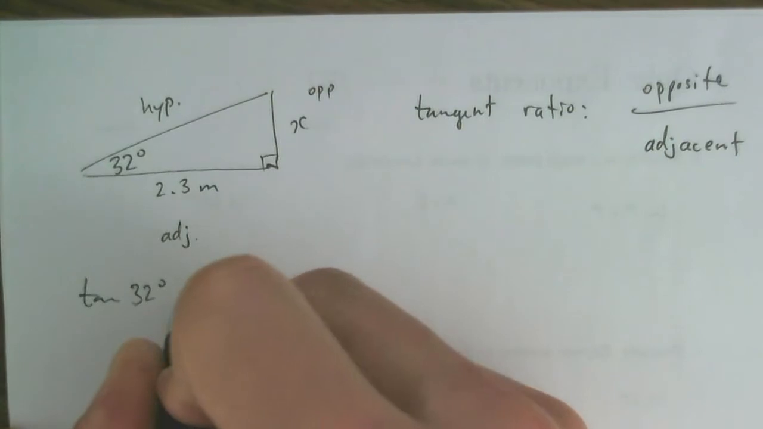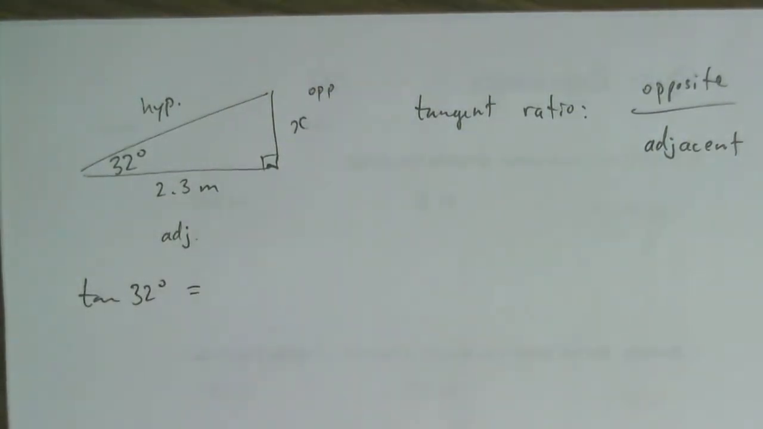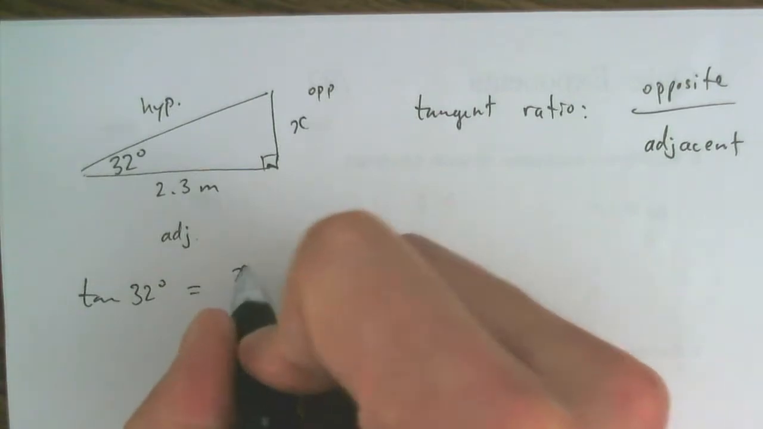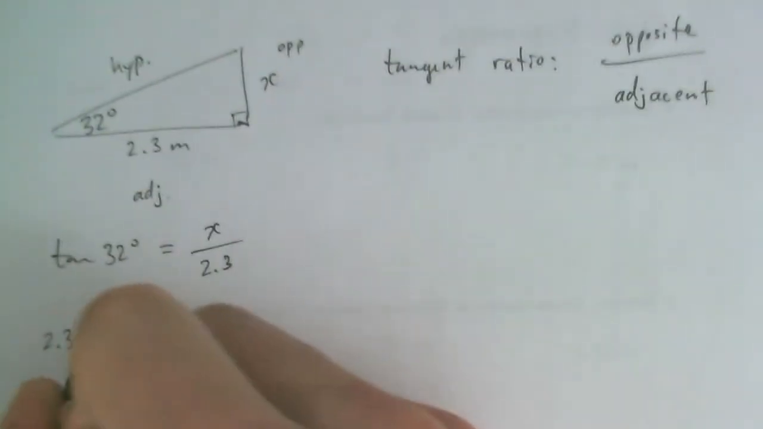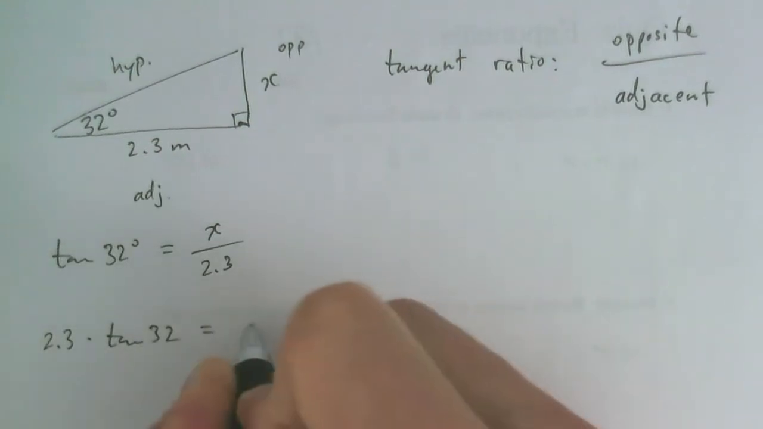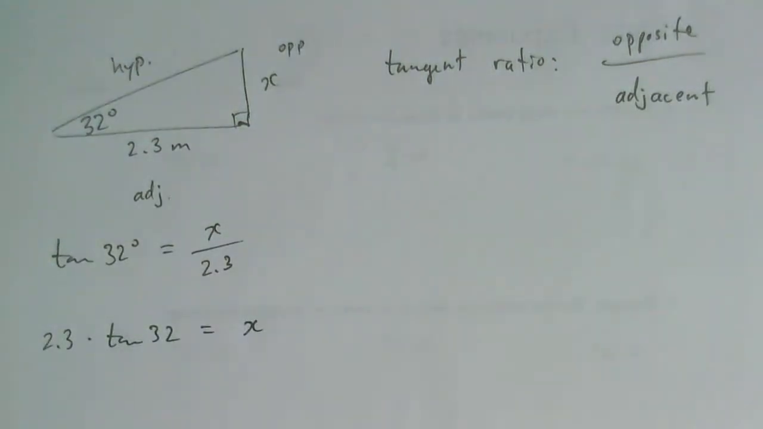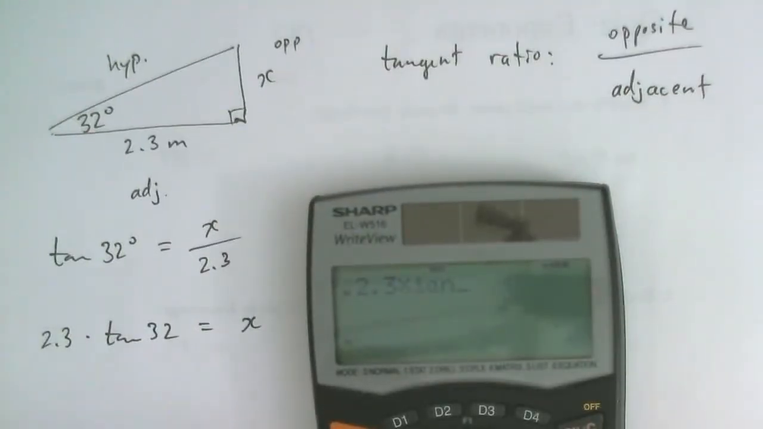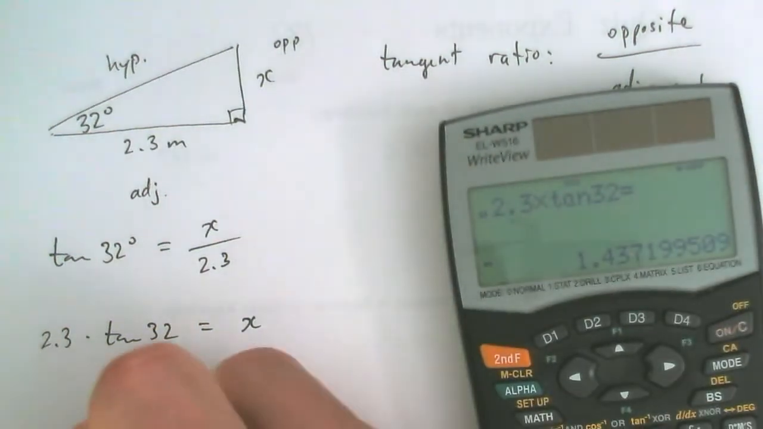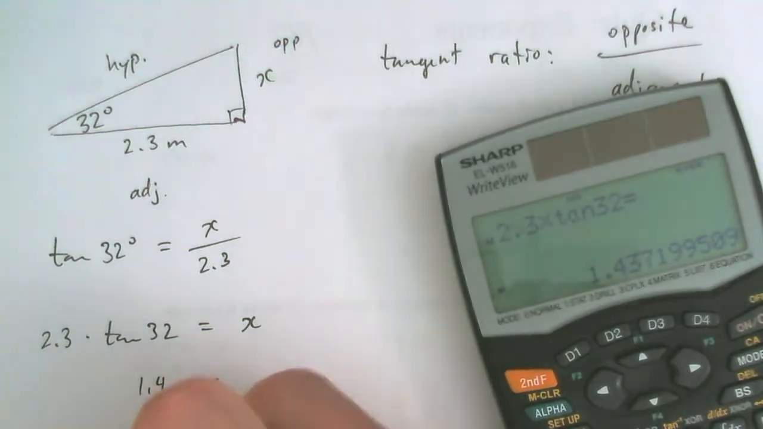Tangent of 32 is therefore going to be the opposite side divided by the adjacent side. I'm going to isolate the x by multiplying both sides by 2.3. I've simplified using my calculator, and that's .4, and that's in meters.